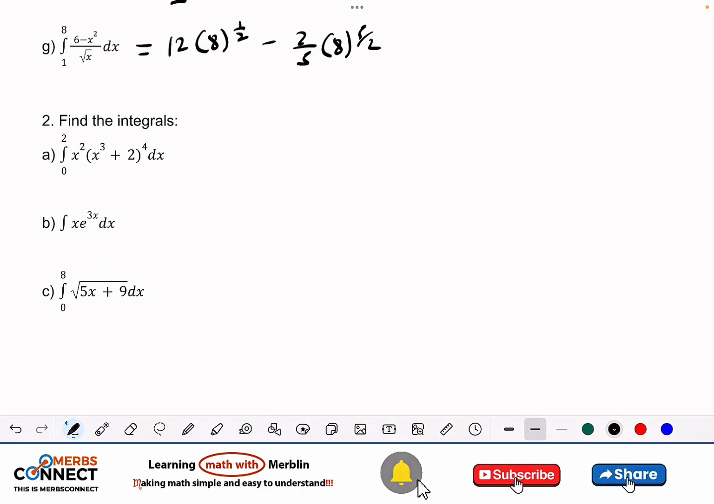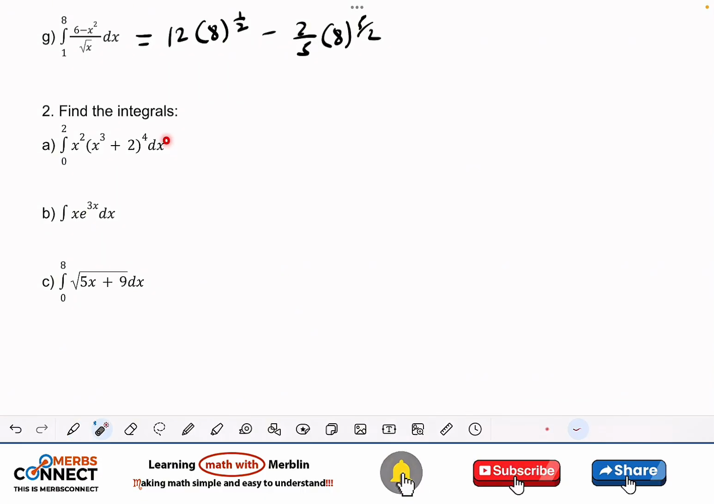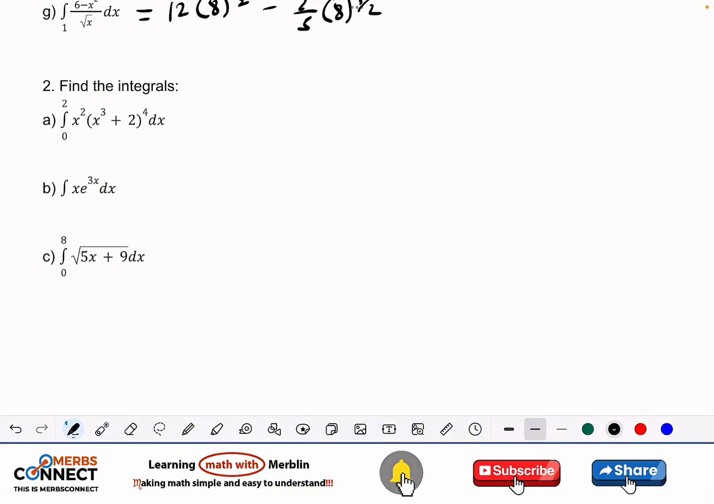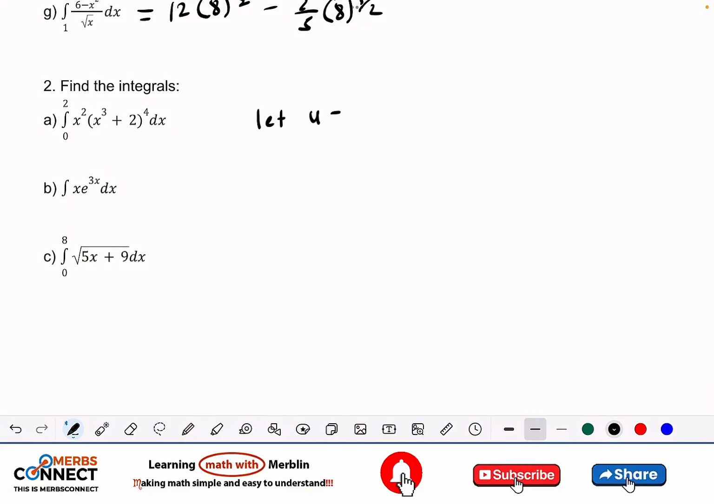So with the integration by substitution, we are saying that we want to change all the variables here to u. We want to change all the x to u at the end of the day. So let's see what we can do here. Now here, I'll let u be equal to x to the power 3 plus 2.